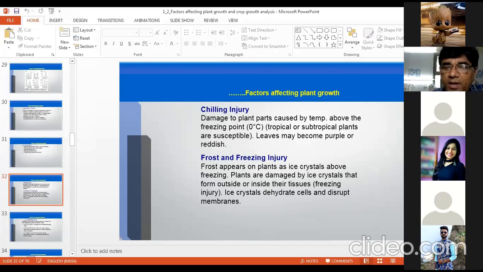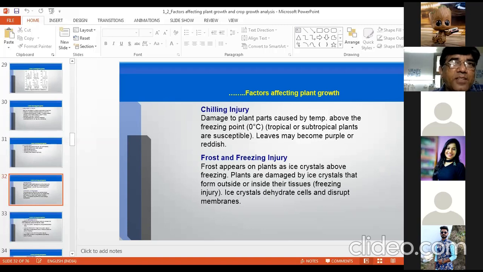That is why, if you remember, we normally call it chilled water. Bring me a glass of chilled water. Why do we call it chilled? Because this water was at normal temperature, but we kept it in a refrigerator or some other cooling system, and we reduced the temperature, we made it cool. So otherwise it was at normal temperature. That is why this is chilling injury. Frost and freezing injury: frost appears on plants as ice crystals, at or below freezing temperature. Plants are damaged by ice crystals that form outside or inside their tissues.